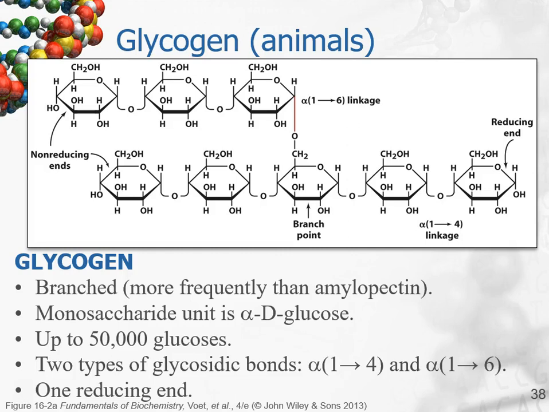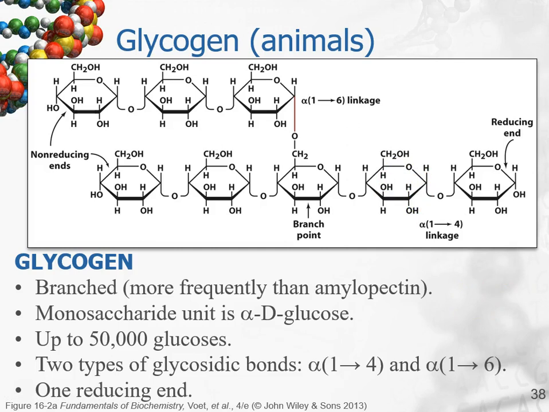In animals, we have glycogen. So you might have noticed I even used the same picture. So glycogen and amylopectin are very, very similar. The monosaccharide unit is alpha-D-glucose. It has the two types of bonds, the alpha-1,4 and the alpha-1,6. The differences are the number of glucoses here is about maybe 50,000 glucoses, and the branch points occur more frequently than amylopectin. But you can see why I was able to use the same picture to illustrate both things.